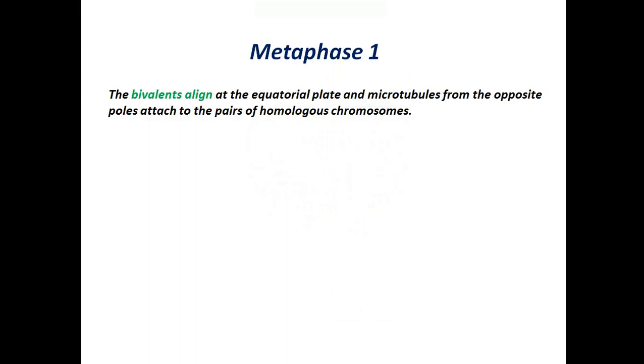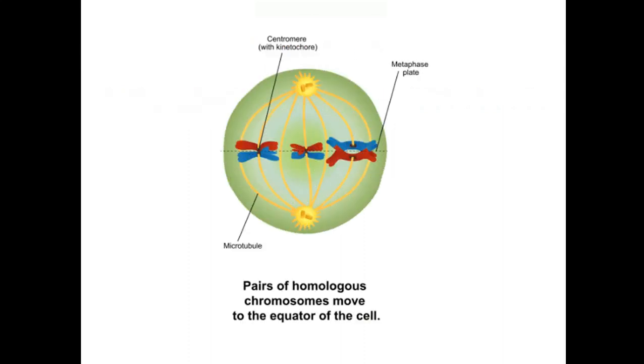Metaphase 1. Here the bivalents align at the equatorial plate, and microtubules from the opposite poles attach to the pairs of homologous chromosomes. Okay, bivalent means the chromosomes. Diagram of metaphase 1. See how the chromosomes have aligned themselves in the middle of the cell. Oh, you saw the crossing over, didn't you?